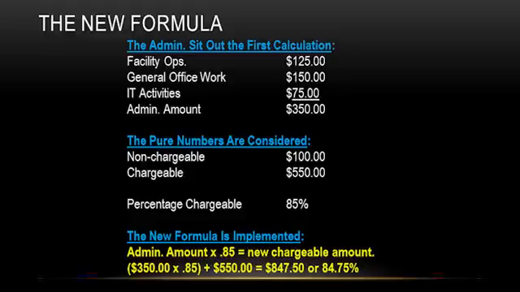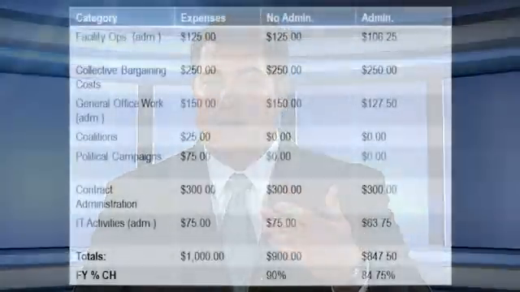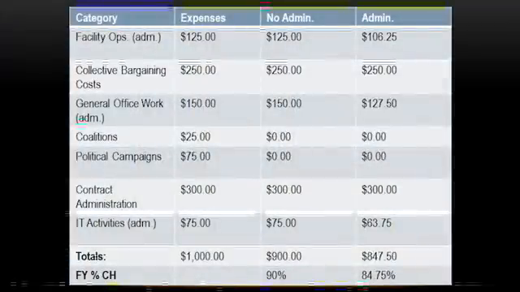This means that the sum of only the purely non-chargeable expenses, again in this example the political and coalition expenses, and the purely chargeable expenses, in this example the contract administration and collective bargaining, are used to determine the prorated chargeable percentage. In this example, the result is around an 85% prorated chargeability rate. That rate is then used to multiply each administrative category to get the prorated administrative amount. You see that in column 4, which is entitled Admin.